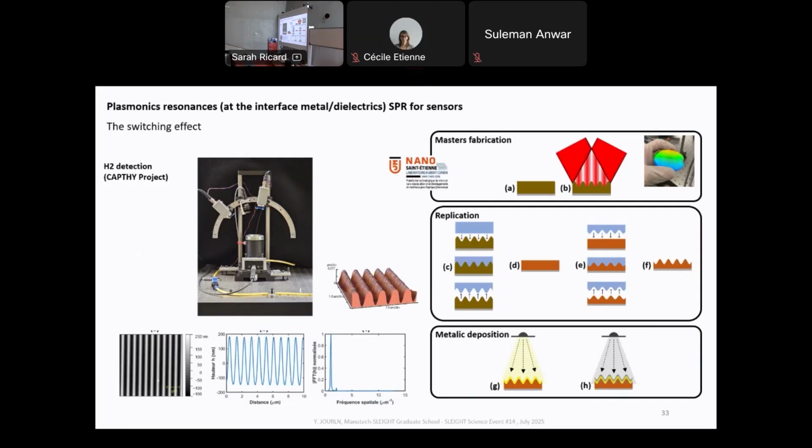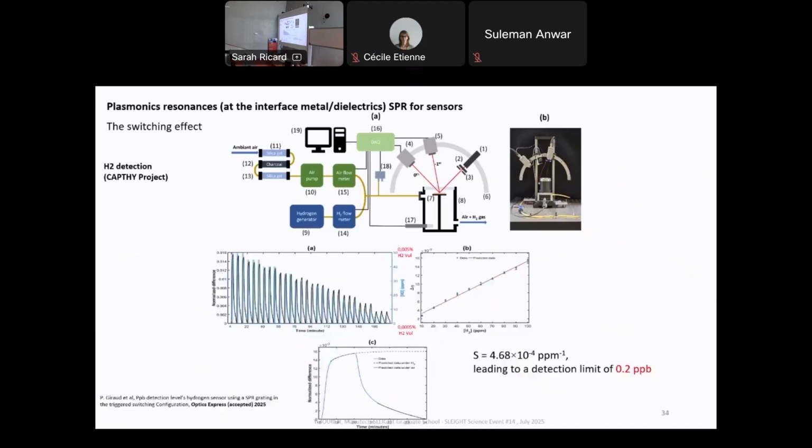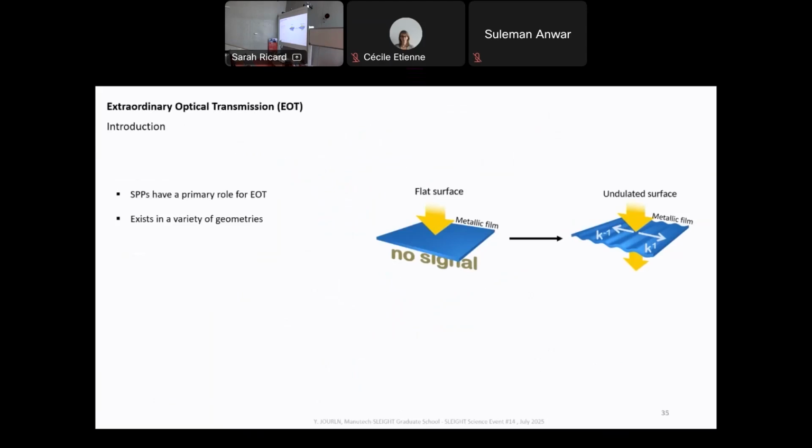Here you have the analysis of the gratings, and the FFT analysis of the AFM profile gives us almost one peak to be sure that we have sinusoidal gratings. Here it is the experimental setup for hydrogen, and let's go to the limit of detection. We are below the ppb after signal processing. Okay.